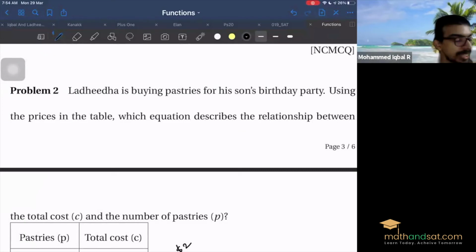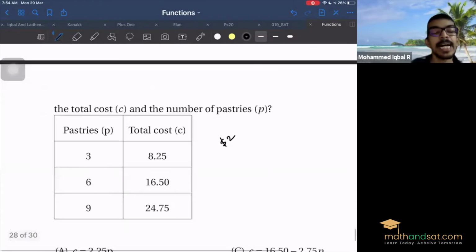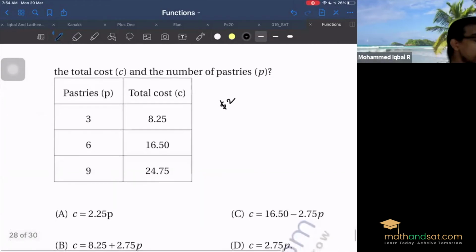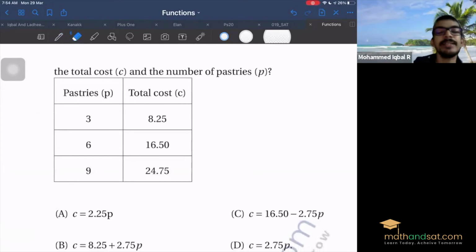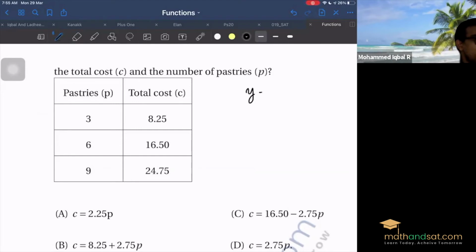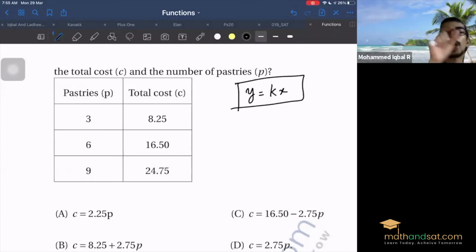You have a feeling that this is going to follow the direct proportionality. Direct proportionality is a special case of a linear function. In direct proportionality, your y will be of the form k times x. There will not be a constant. It will be just mx. There will not be an mx plus c term. The c term will not be there.